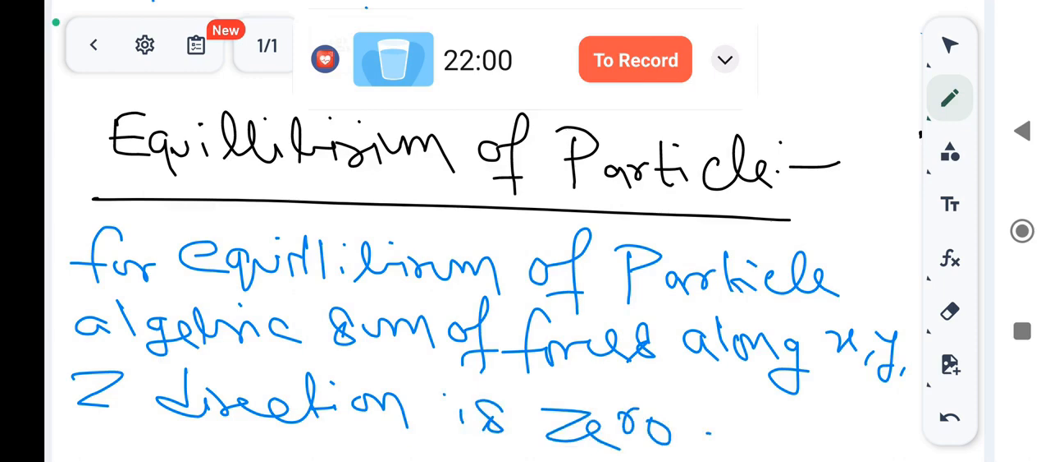What is the equilibrium of a particle? For equilibrium of a particle, the algebraic sum of forces along the x, y, z direction must be 0. Note down this point.